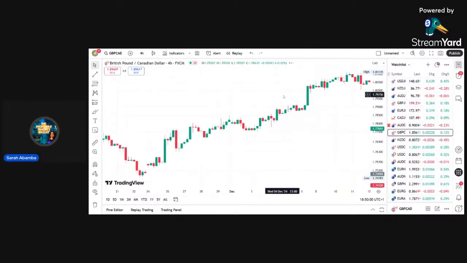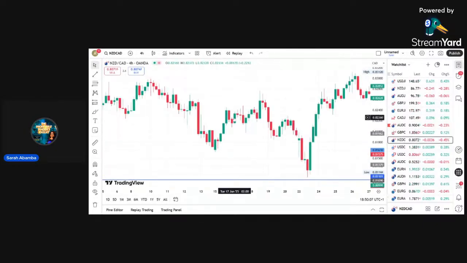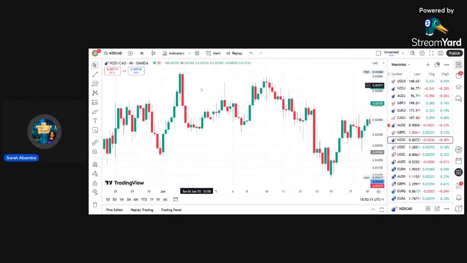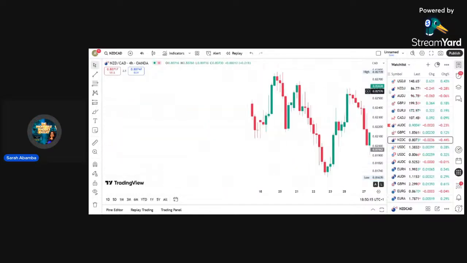Let me look at another chart to see if I'll get examples, because honestly, truth be told, the tweezers pattern rarely appears, but when it appears, it is like a gold mine. They rarely appear in your chart.